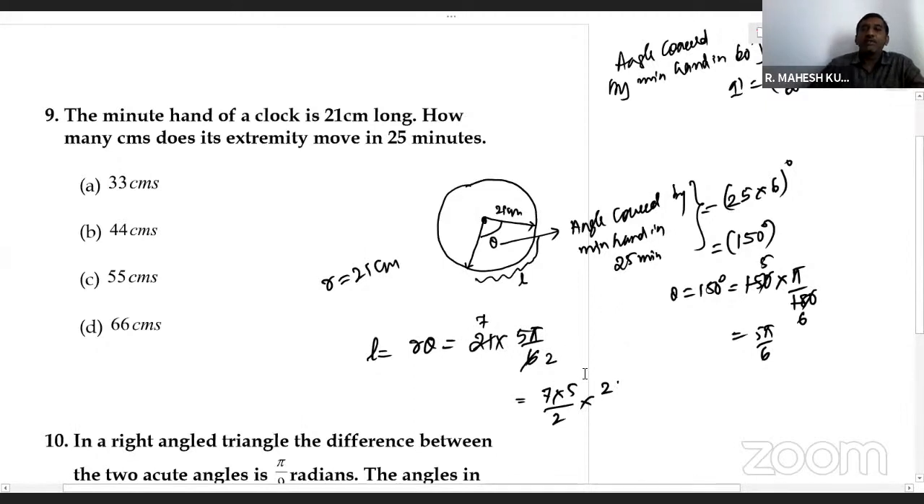See what happens, tell me. I will give you some time. So you can substitute 22 divided by 7 for this one. So 7 cancels to 11. So 11 into 5, it becomes 55 centimeter. Right. So option C is going to be the correct answer for this one.